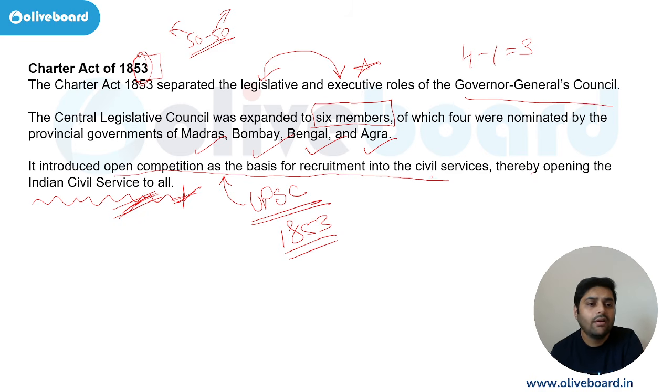Then came the Act of 1853. Remember 50, 50, 50. So what about 50? The legislative and executive functions and roles of the Governor General's Council were separated. 50-50 separation. Six members were added from Madras, Bombay, Bengal, and Agra. And UPSC, please remember, Indian civil services were opened to all. Super important.